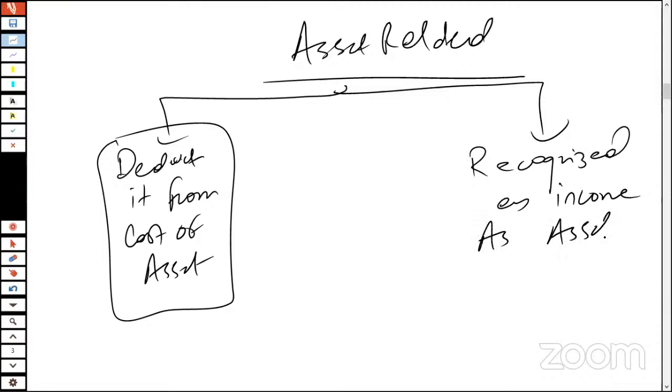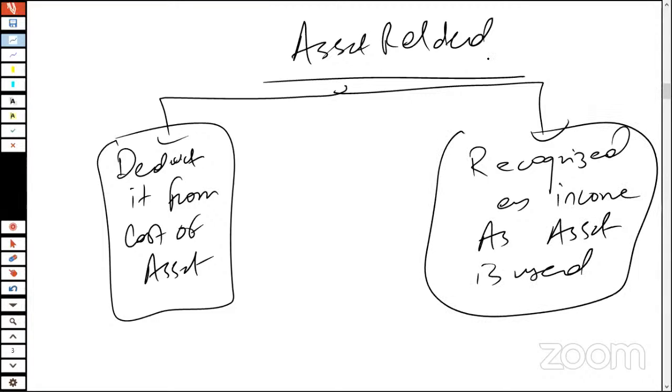As the asset is used, it's recognized as income as the asset is used. So basically, there are two types of grant: one is asset related, one is income related. With respect to the asset related grant, we have discussed that it is going to be recognized either as a deduction from the cost of the asset, or as an income over the period when the asset is going to be utilized.